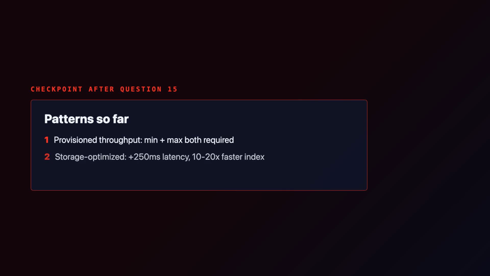Provisioned throughput requires both min and max. Neither parameter alone is sufficient. Storage-optimized endpoints add roughly 250 milliseconds of latency rather than removing it. Parent-child retrieval decouples citation granularity from generation context width.